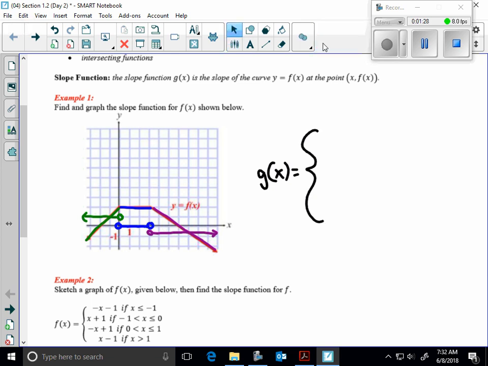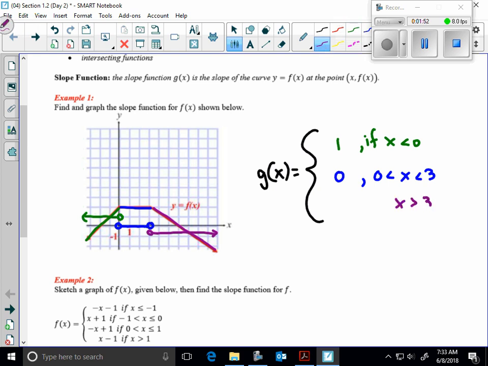So we said that if x was less than 0, then its slope was 1. If x was between 0 and 3, the slope was 0. And finally, if x was greater than 3, then the slope would have been negative 2/3.